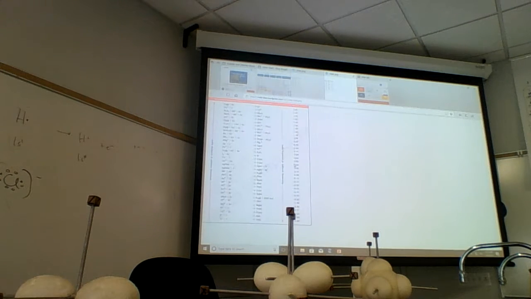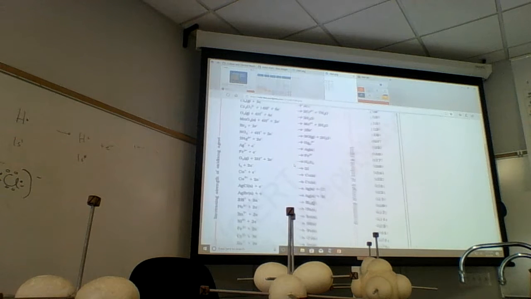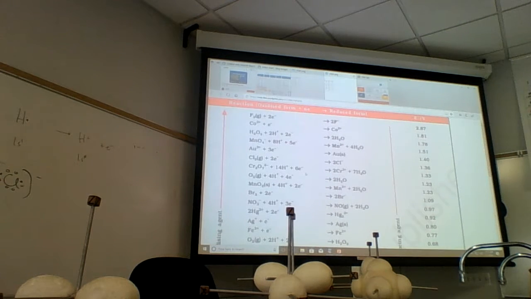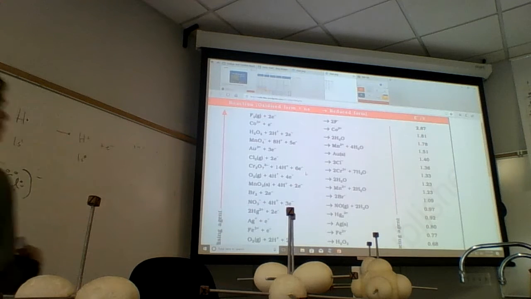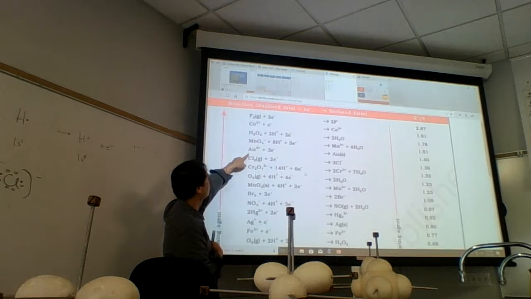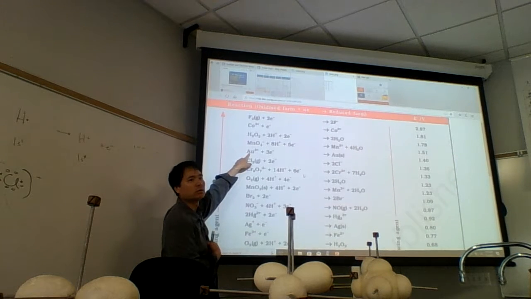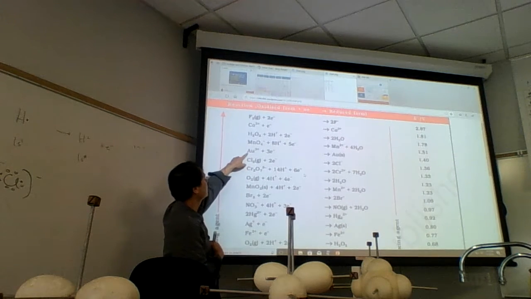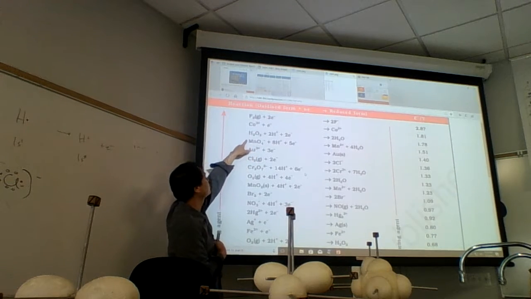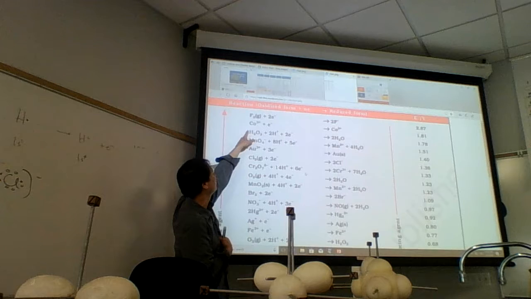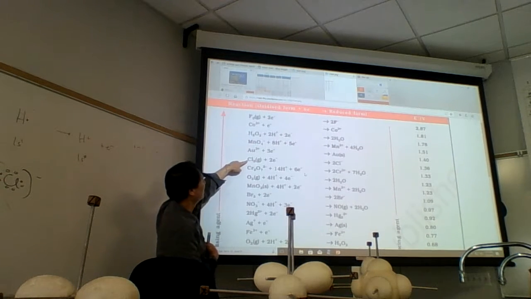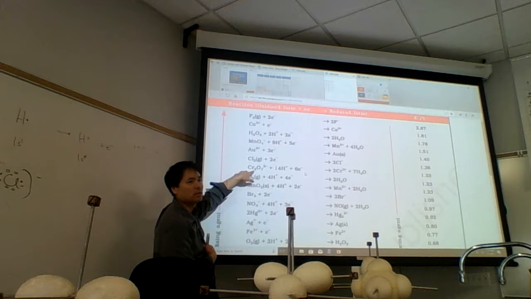Stronger than chlorine? Yes, anything stronger than chlorine. So what is stronger than chlorine? Well, we need an oxidizer that's stronger than chlorine. On this chart, gold 3 ions would oxidize chloride. Permanganate in acid will oxidize chloride. Hydrogen peroxide in acid will oxidize chloride. Cobalt 3 will oxidize chloride. Fluorine will oxidize chloride. But will dichromate oxidize chloride?